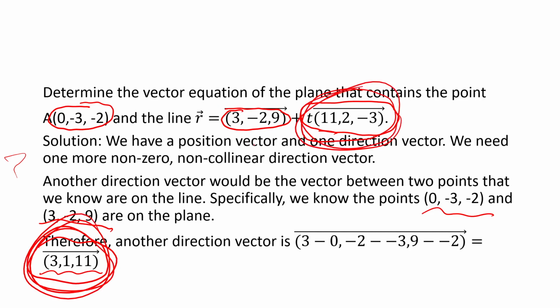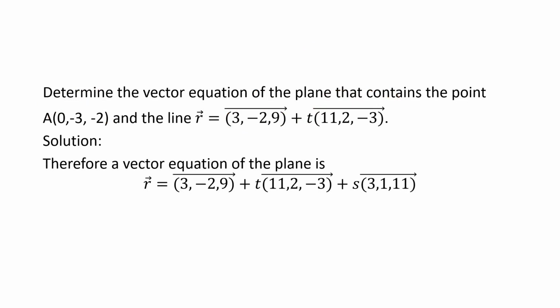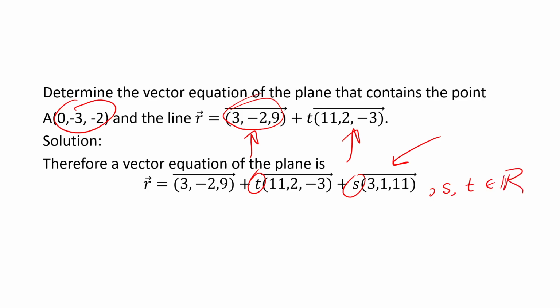They're non-collinear. At this point, we can use either 0, -3, -2 or 3, -2, 9 as our position vector, and we can give our answer. Our position vector is given here. Our first direction vector is given here. Our second direction vector is the vector we found earlier between the two points. We have to make sure we're using different parameters for the two different direction vectors, and that's the vector equation of the plane. I should technically be putting that s and t are elements of the reals here, but I forgot.